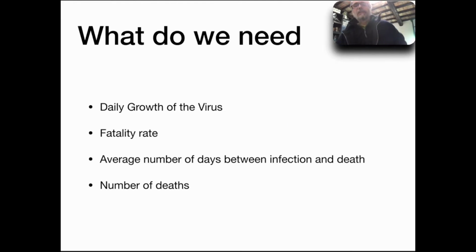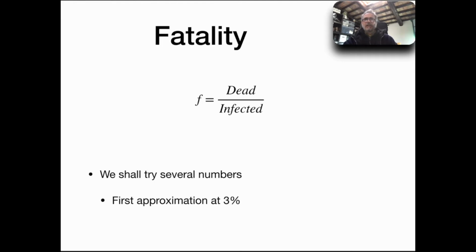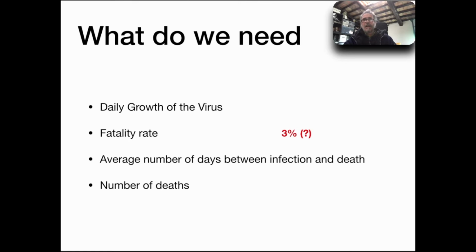So to calculate this, what we need is the daily growth of the virus, the fatality rate, the average number of days between infection and death, and the number of deaths. Now the fatality rate is basically the number of dead divided by the number of infected people, and this is actually quite hard to calculate. I made a video, for now only in Italian, about various ways to calculate it. For now, we just take the evaluation from the World Health Organization, in Italian OMS, which is about 3%. So let's start with 3% over there.